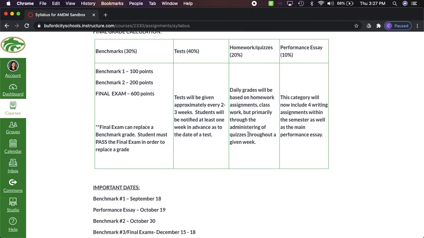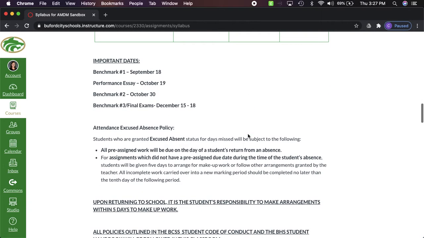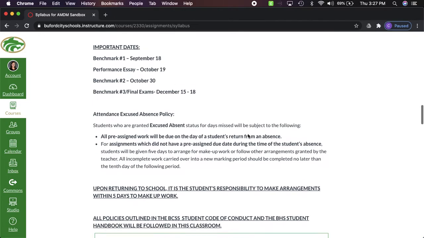Remember that benchmarks are broken down into three of them. The first one is worth 100 points, benchmark 2 is worth 200 points, and your final exam, or benchmark 3, is worth 600 points. You can still exempt your final exam, and it's only based off of your grades and your behavior. These are the dates for the benchmarks and the performance essay.